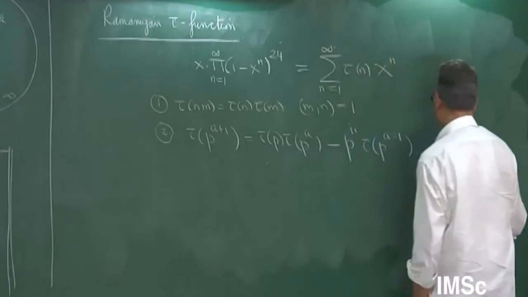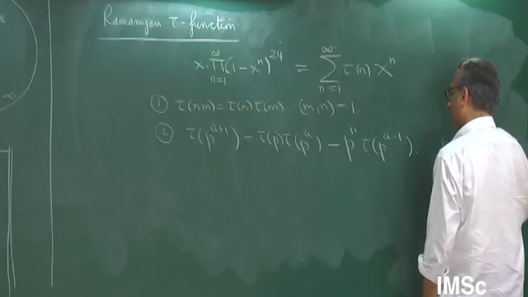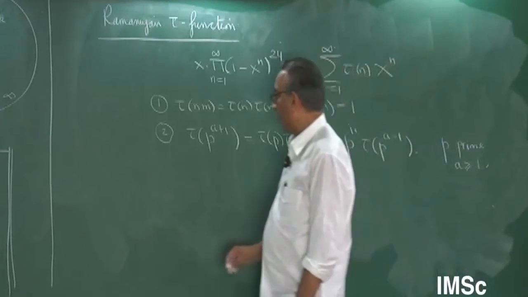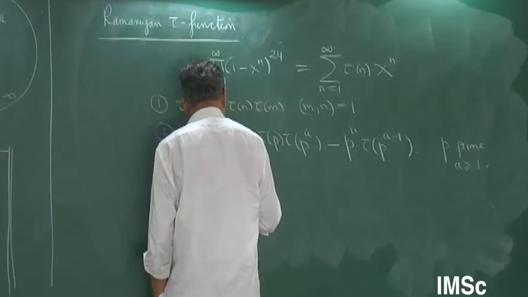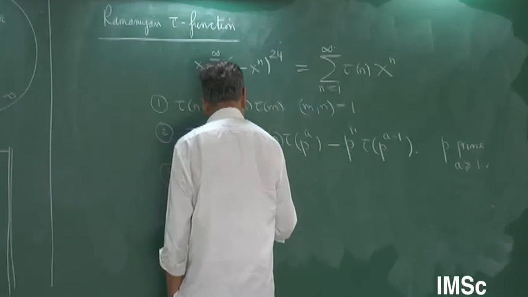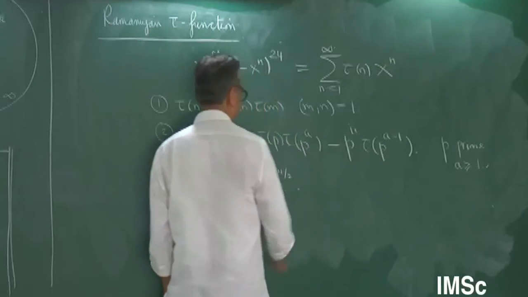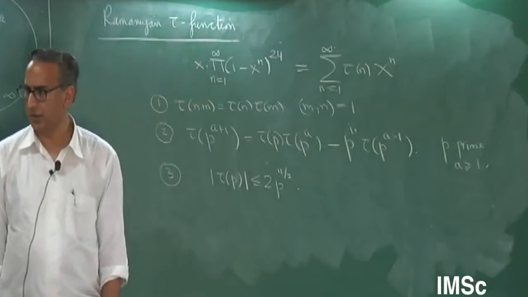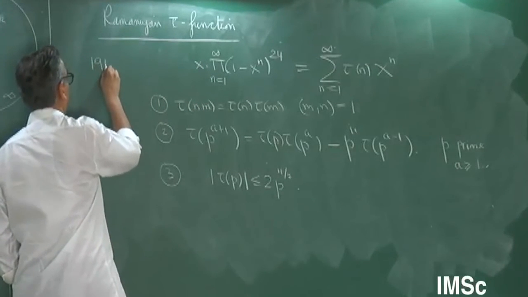P is prime, a is bigger than or equal to 1, I think that should be okay. And the third is that the absolute value of tau of p is always less than 2 times p to the 11 halves. So these were the conjectures that Ramanujan made in his 1916 paper.